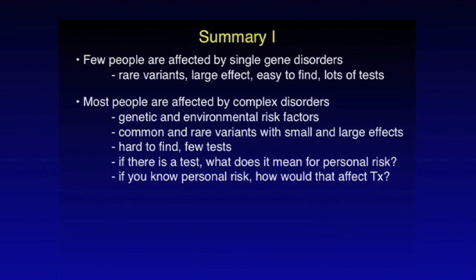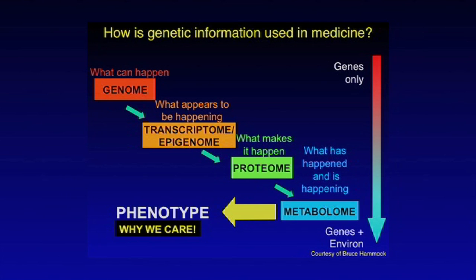So I guess what I'm leading up to, which I'm going to discuss in the next segment, is that we often talk about genetic information and how that's going to affect healthcare. And the topic that I want to cover in the next segment is really that there's different kinds of genetic information, and some of it is useful and some of it is not useful. So how is genetic information used in medicine?